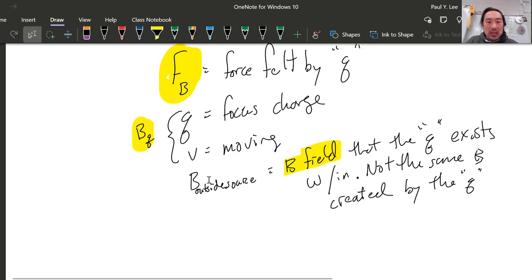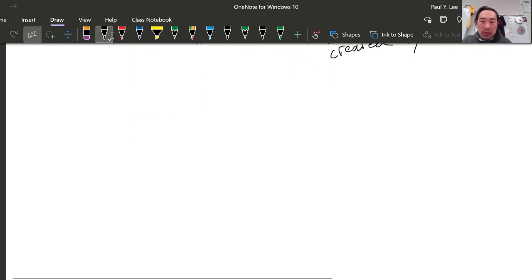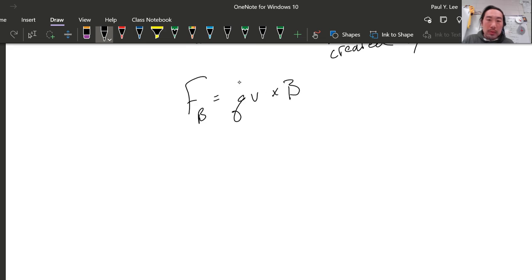Okay, so this is the formula. One more time, as a reminder, F of B is equal to q v cross product B, where F, v, and B are vectors. The reason why I'm bringing all of that up is that one of the most common mistakes students make is knowing where that B field is coming from. Is it coming from the charge, or is it coming from the environment that it's in? And the answer is from the environment that it's in.